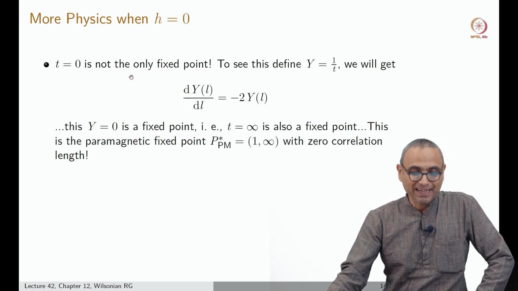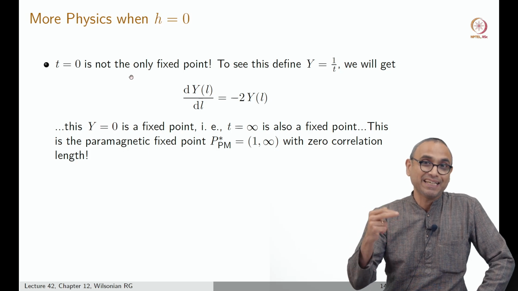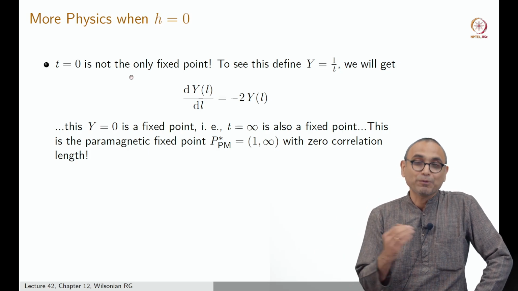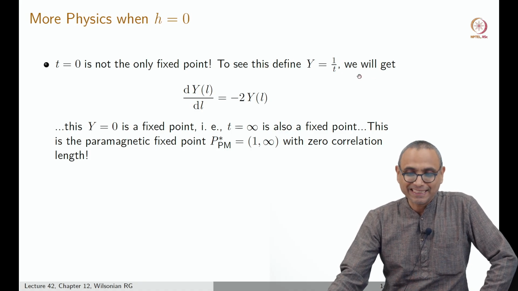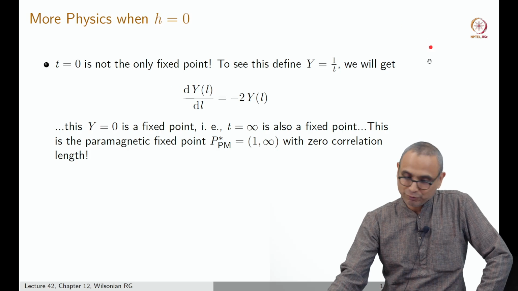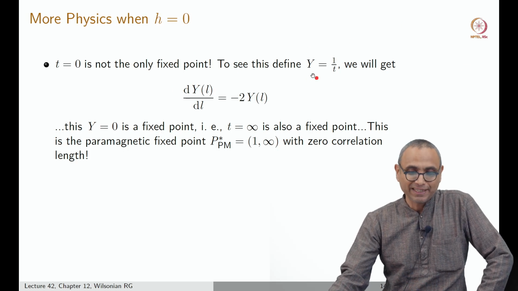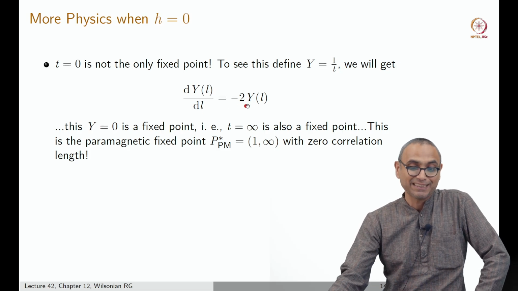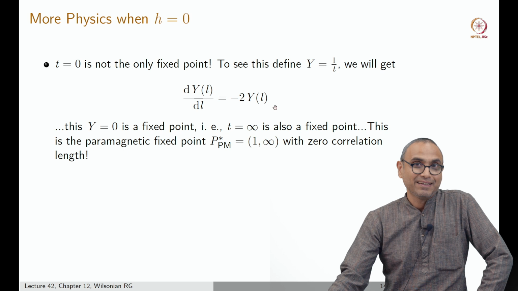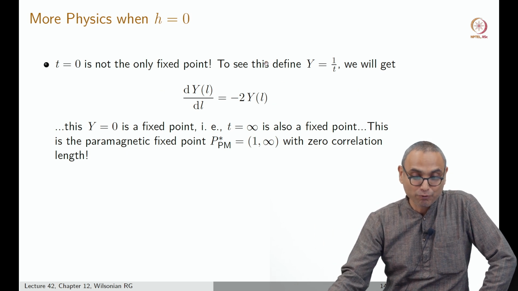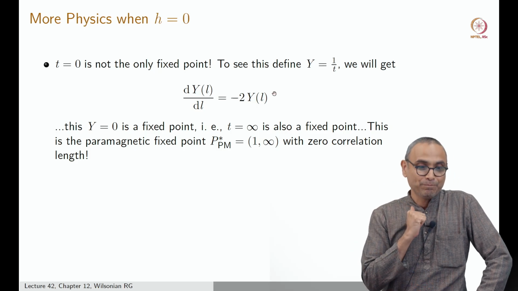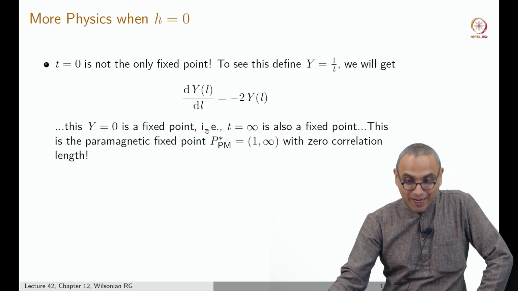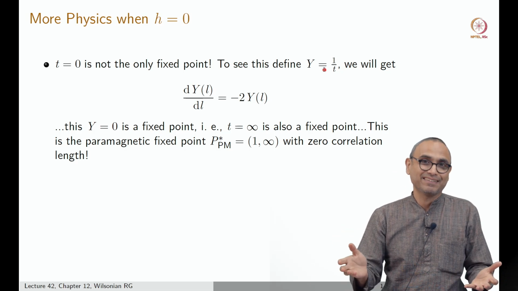Remember the RG flow equation, which is that dt/dl is 2t. Suppose I define a new variable called y, which is 1/t. If you just go through the algebra, you will find that dy/dl is minus 2y. Suppose I ask what are the fixed points of this flow, I have to set dy/dl equal to 0, so I will get y equal to 0 as the fixed point. But what is y equal to 0? y equal to 0 is t equal to infinity.